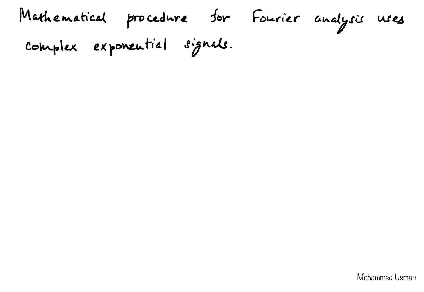As I said, the mathematical procedure for Fourier analysis is going to use the complex exponential signals, and recall from lecture number 3 that the complex exponential signal has the general form x of t equals c e power a t, and for this to be a complex exponential, c and a are complex numbers. Where c has a magnitude component, which we call magnitude of c, and it has a phase component, which we give as e power j theta.